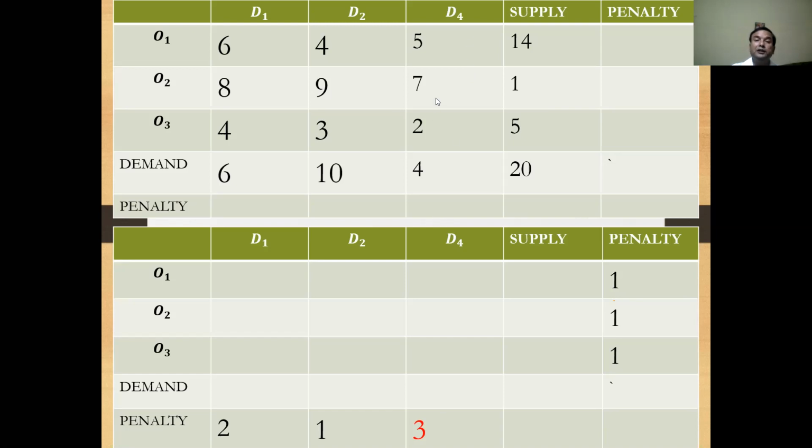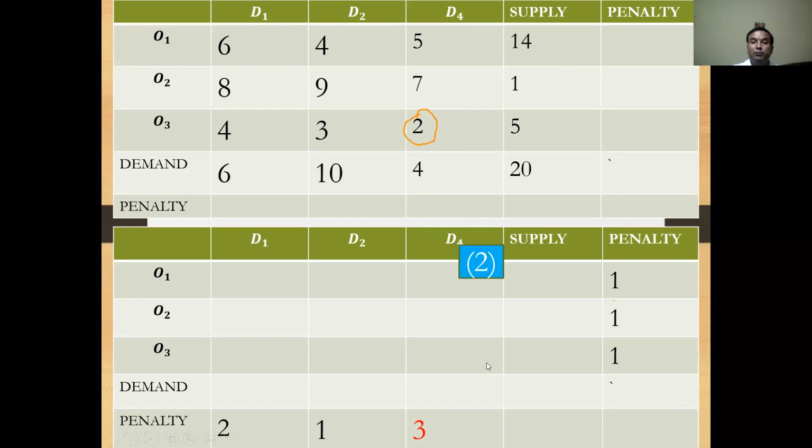So what is the minimum cost in destination 4? In destination 4, minimum cost is 2. Since minimum cost is 2, therefore we allocate this 2 in the respective cell. Let us bring this 2 to the respective cell.